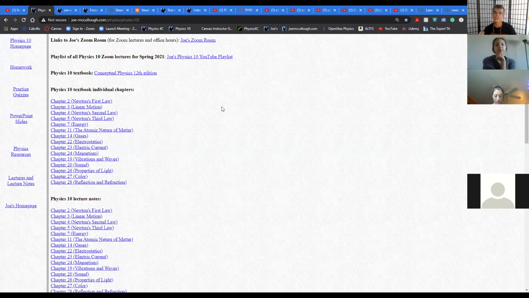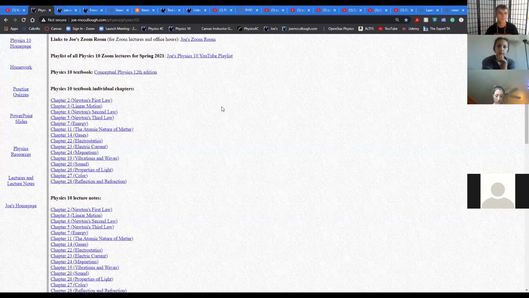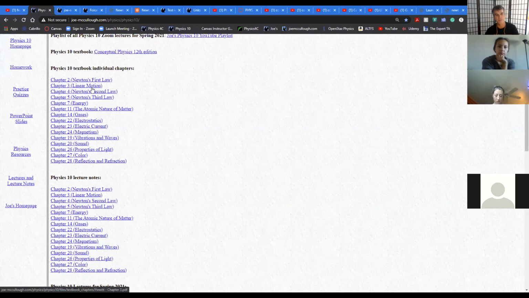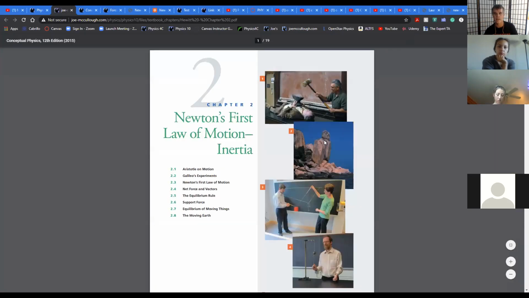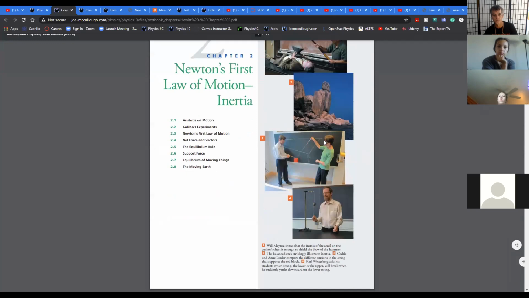If you don't want to download the entire textbook, what I have is each chapter. I took the PDF and extracted each chapter. So if you go to Newton's first law, it'll just be that chapter of the textbook.